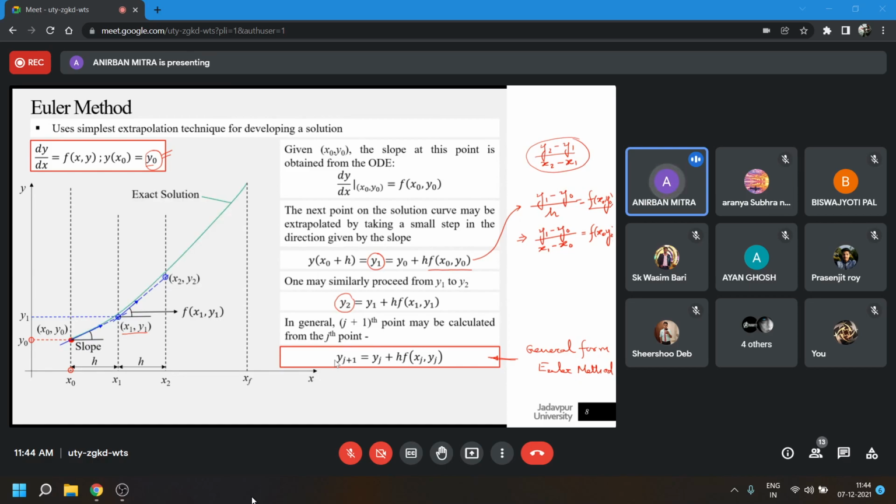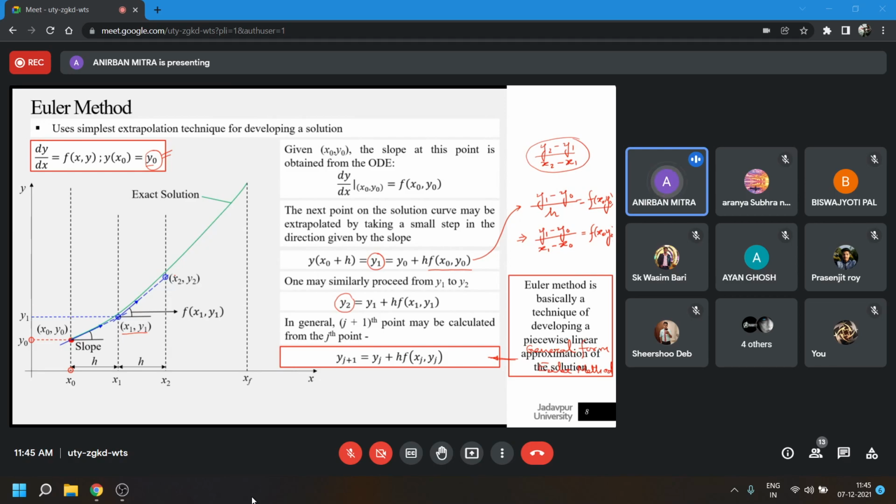If you compare it with the exact solution, you will see that there would be some error in the solution because it is an approximate method. The error is indicated by the difference between the exact solution and the approximate one that we have obtained. So that is the difference. The difference is the error in the solution.